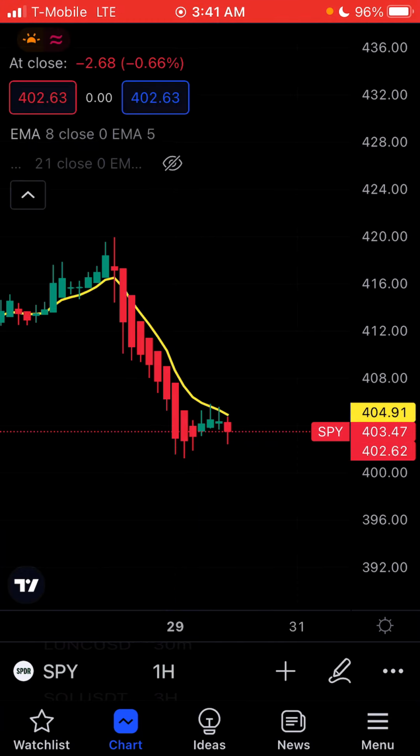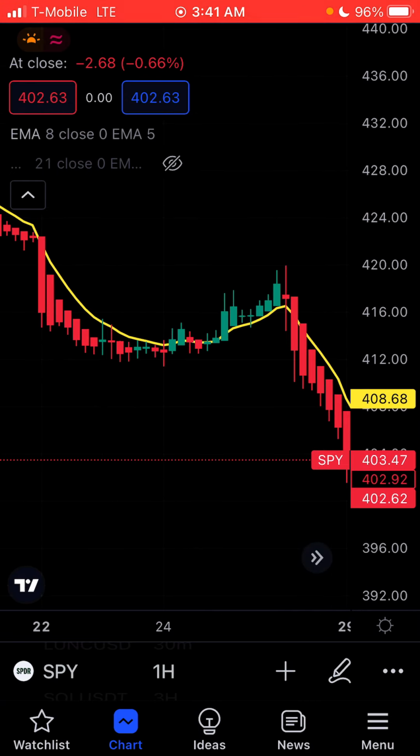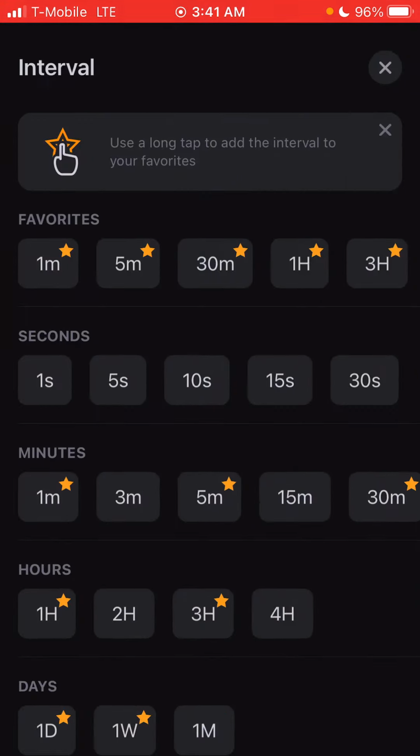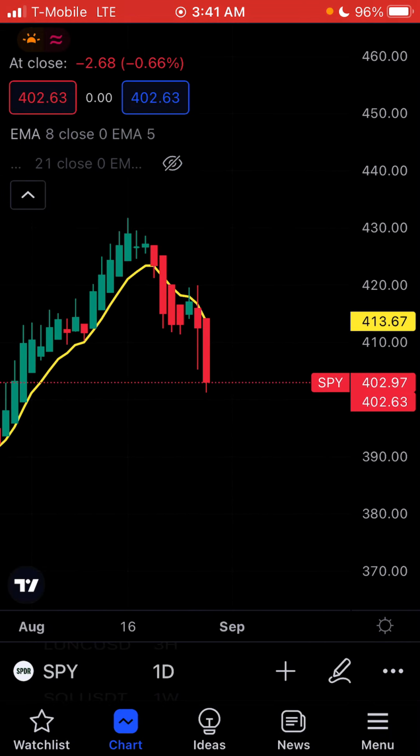So let's look at this one more time. What you want to look for is the candle going through the line. If it goes up through the 8 EMA, that's an uptrend. If it goes down through the EMA, that's a downtrend. So it's very easy to catch. I am on the hour, so let's do the day real quick. We can see it really clearly on the day.